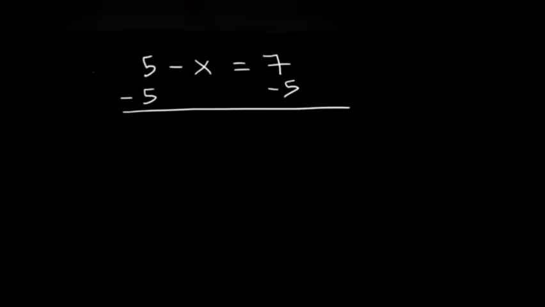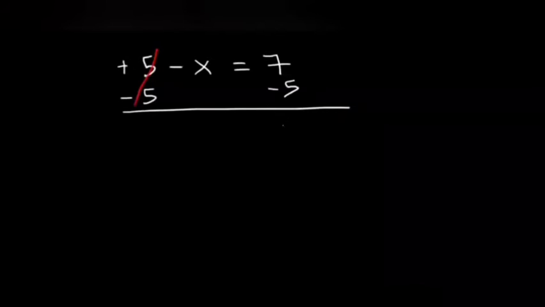5 minus x equal to 7. Now what do you do? Remember, there is a positive sign in front of the 5 that you can see. So subtract 5 from both sides. The 5 cancels 5, gone. 7 minus 5 is 2. Bring down the negative x.